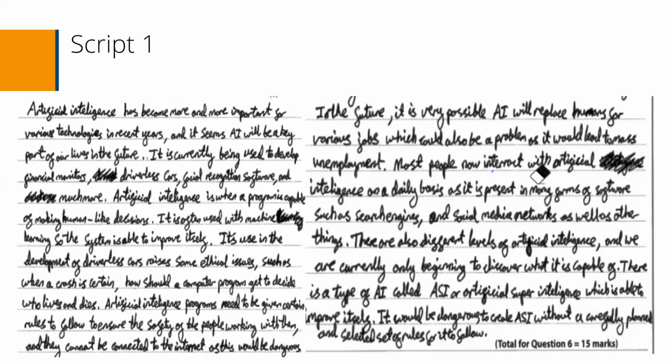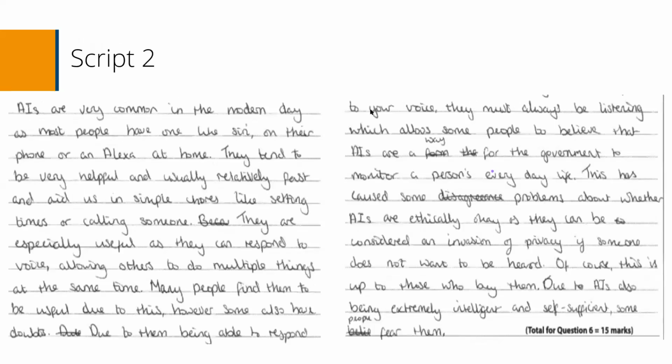The second script, I have to take the annotation off. The second script here is not quite as good, but it has some useful bits, and we'll just quickly point those out. "AI is very common in the modern day. Most people have one like Siri." There's a use of AI on their phone. Then it goes down. "They tend to be very helpful and useful, fast and aid in simple chores like setting timers or calling someone." So setting timers, yeah, that's okay, and they can call someone, that's all okay, fine. "They are especially useful as they respond to voice, allowing others to do multiple things at the same time. Many people find them to be useful due to this."